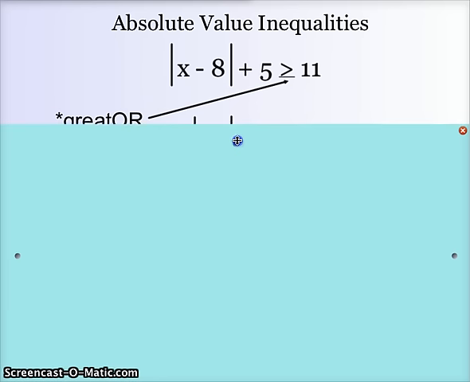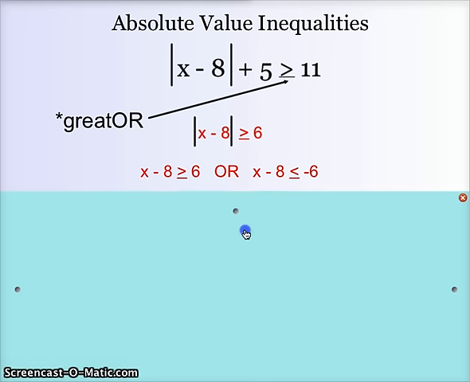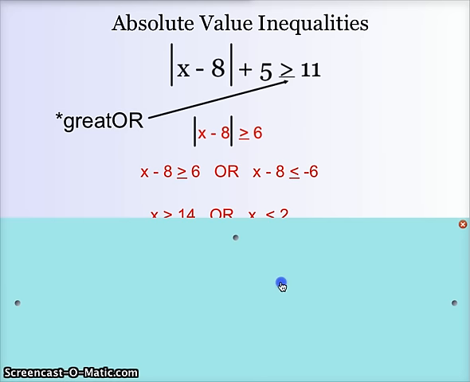You should have first subtracted 5 to get the absolute value by itself, and you have the absolute value of x minus 8 is greater than or equal to 6. Because you have a positive solution, you know that absolute value is always positive, so now you can keep going. Let's split this up into 2. We have x minus 8 is greater than or equal to 6, or x minus 8 is less than or equal to negative 6. Remember, flip the sign and set to a negative solution. You end up getting x is greater than or equal to 14, or x is less than or equal to 2.